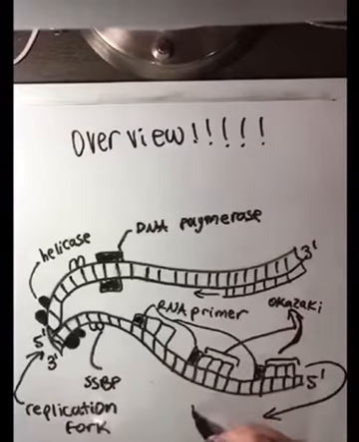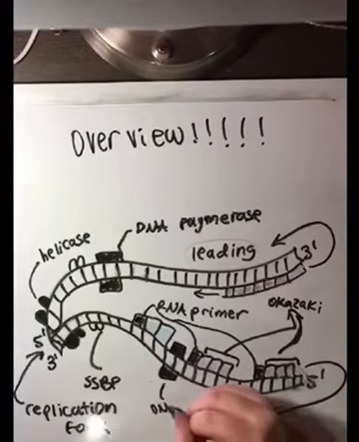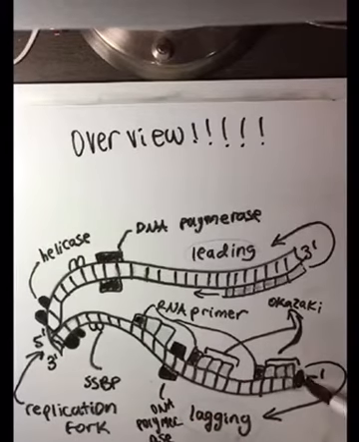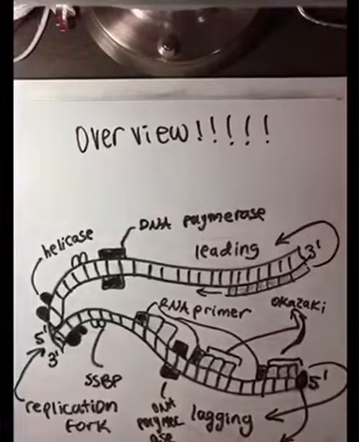DNA ligase joins Okazaki fragments by closing nicks in the linkage between the 3-carbon atom of one sugar molecule and the 5-carbon atom of another. That is basically all you need to know, and I hope you learned a lot from this video.